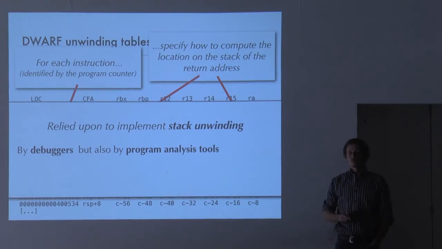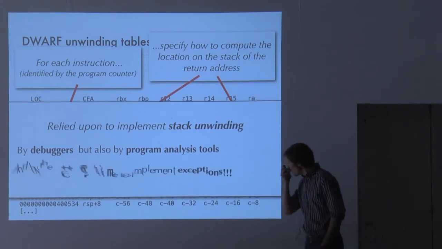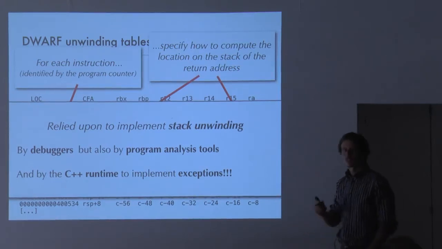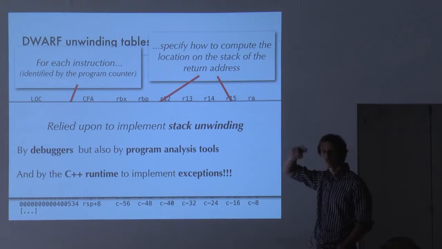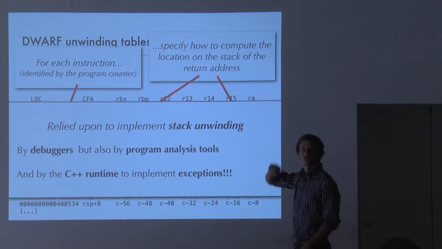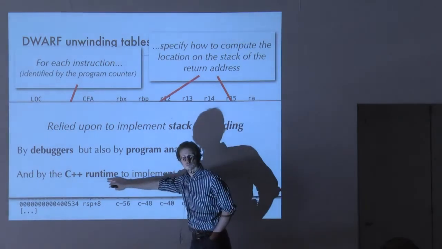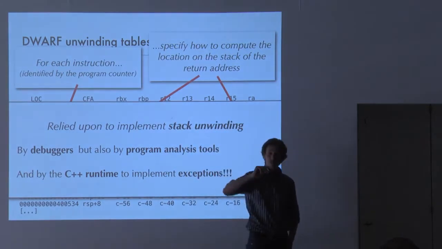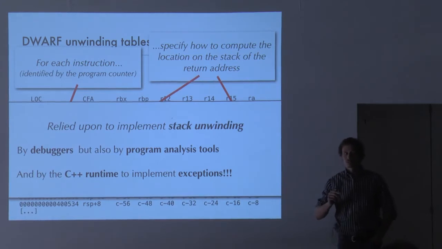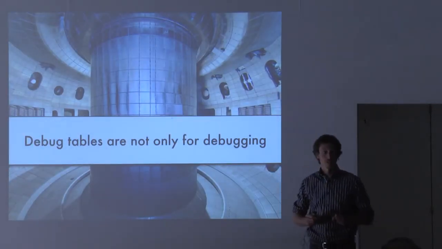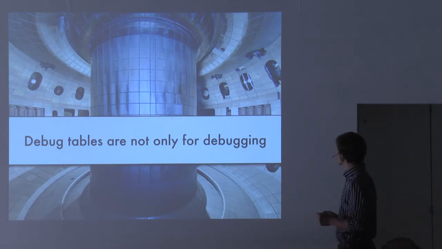And something more unexpected is that the C++ runtime actually needs these tables to implement exceptions. Why? Because to implement an exception, it has to unwind the stack and call the destructors of all the objects which might have been pushed on the stack. So, wait one second. The runtime of a programming language is looking into something called debug information just to run. Be scary. So the first thing you should take away from this talk is that debug tables are not only for debugging. They are really useful.